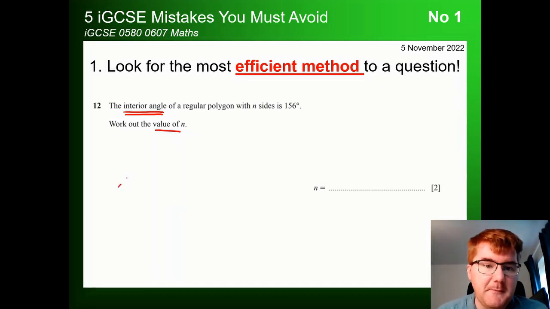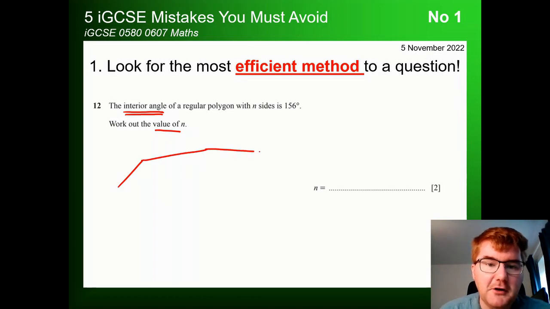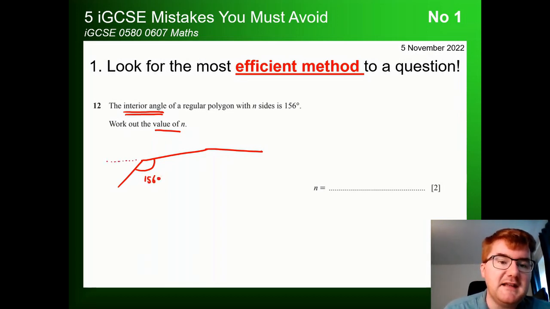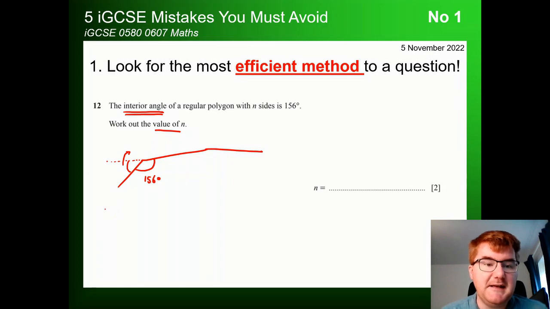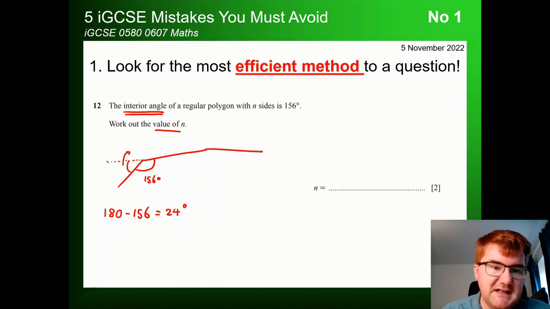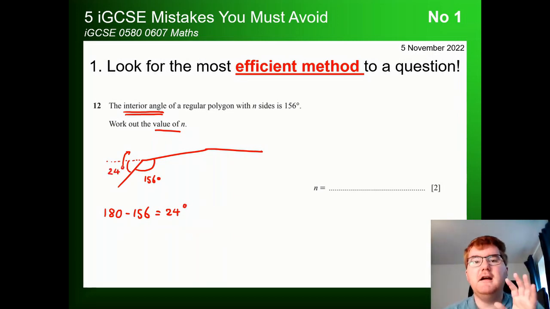way to do it. So imagine you have a polygon like this, and you're told the interior angle is 156 degrees. What we can do here is actually work out the exterior angle of this, because angles on a straight line add up to 180. So if we do 180 minus 156, that's going to give us 24 degrees. So a very simple calculation to work out the exterior angle.